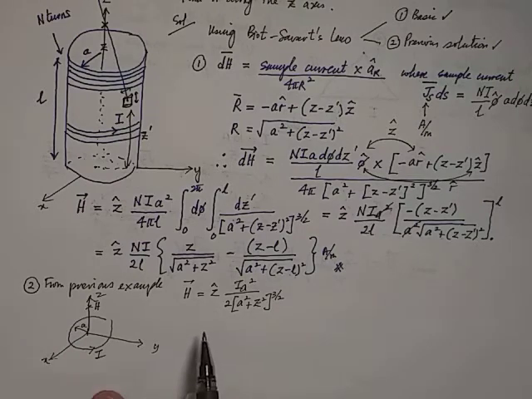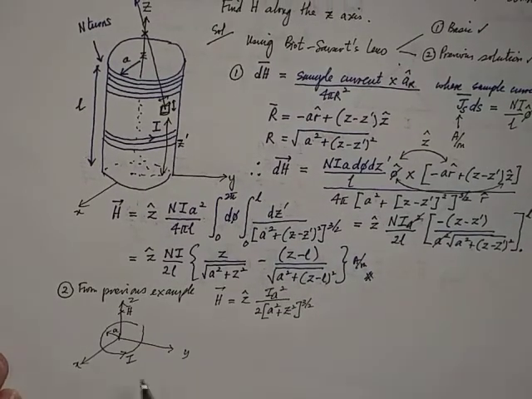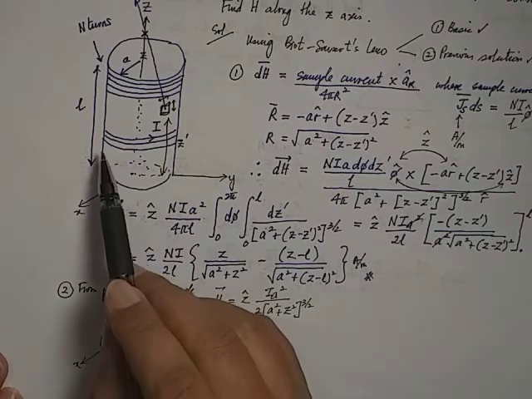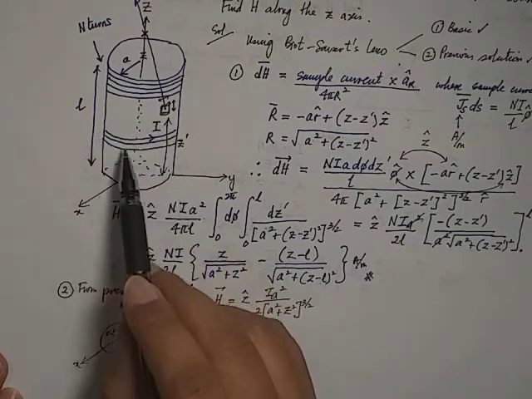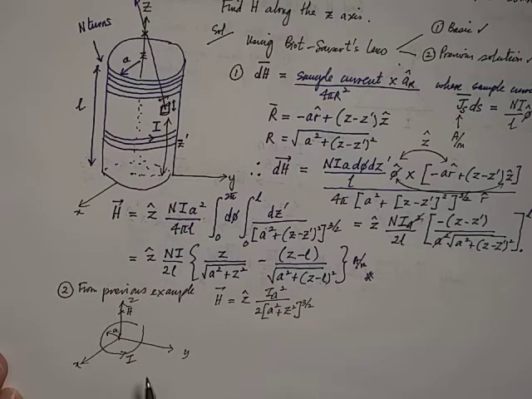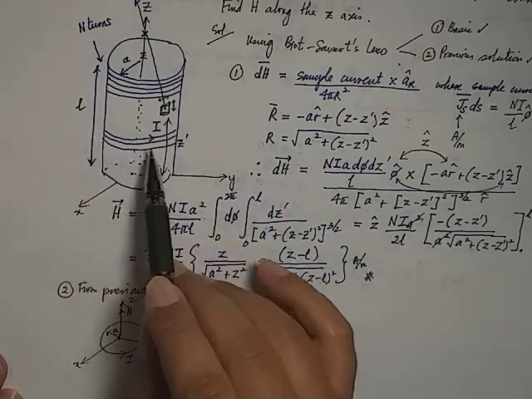Okay, so this is the H due to the ring. Now what we can comment is that the ring here appears to be similar to a sample. Okay, I'm using the word sample. The ring here appears similar to a sample behaving as a ring on our solenoid.